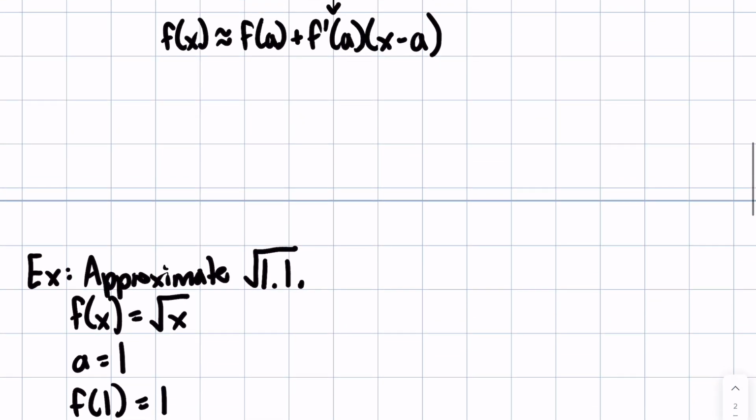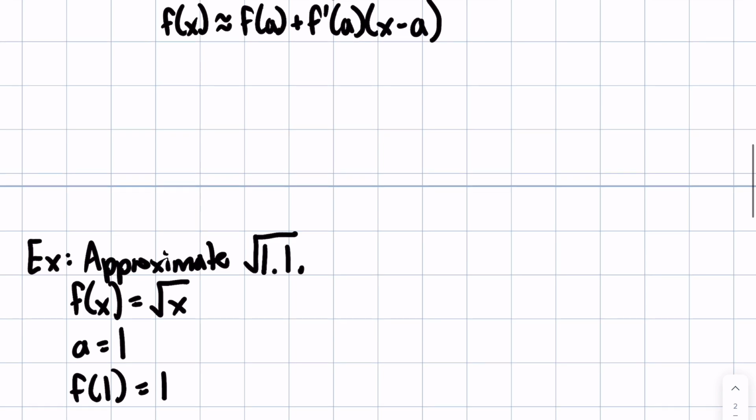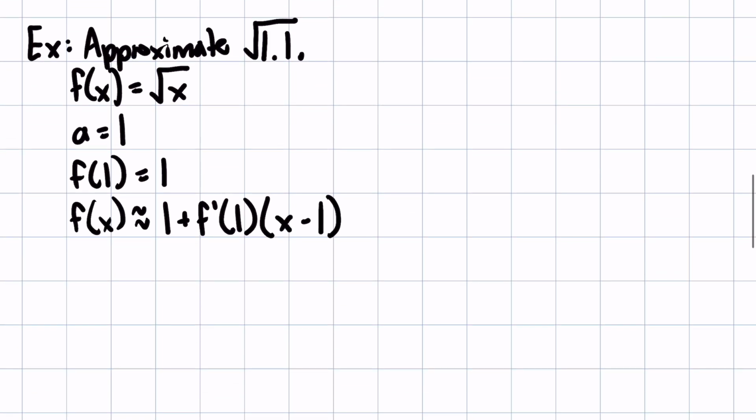Now we are going to use our formula to find the linear approximation of this function at a equals 1. So f of x is approximately f of a, which is 1, plus f prime of 1 times x minus 1. The one thing we're missing is f prime of 1.